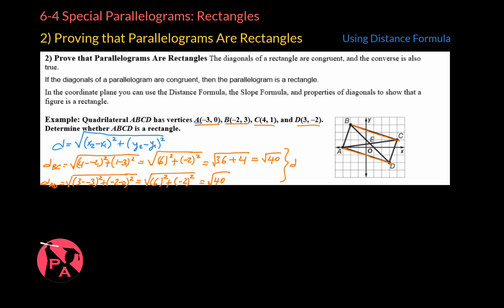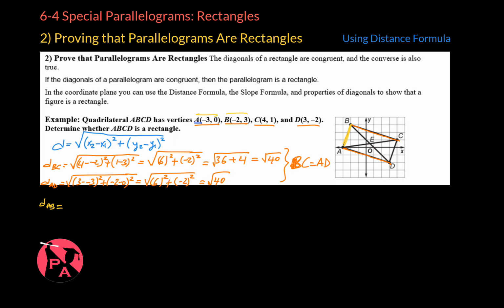Let's write the conclusion of these two. That means BC is the same as AD. Their lengths are equal. That's our conclusion for these two distance formulas. Now let's do the distance for AB, the side on the left, and see if it is the same as CD.